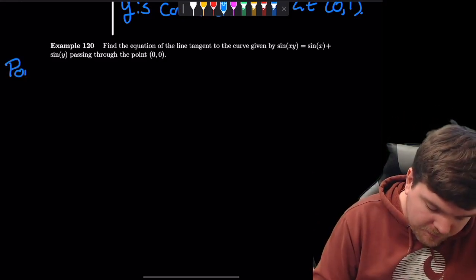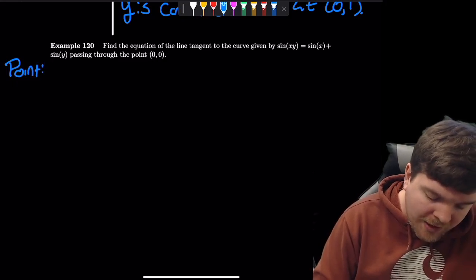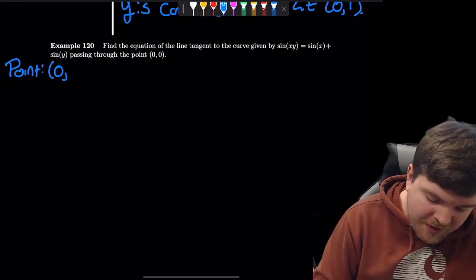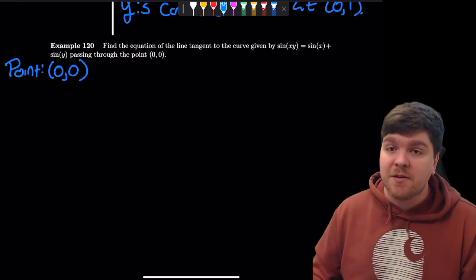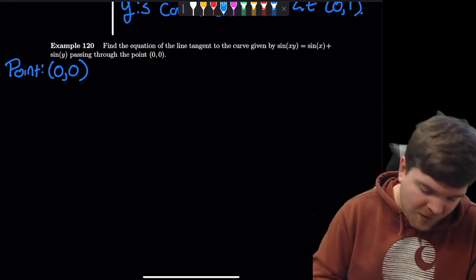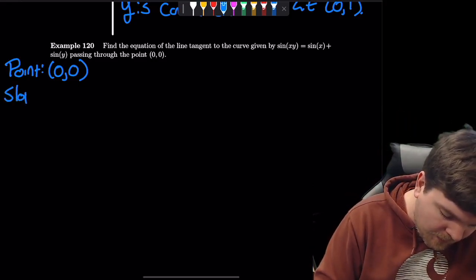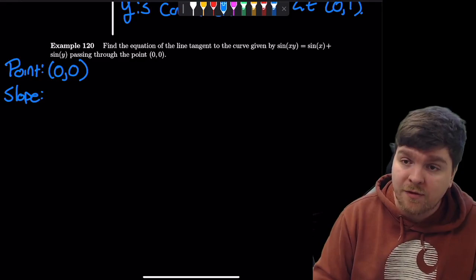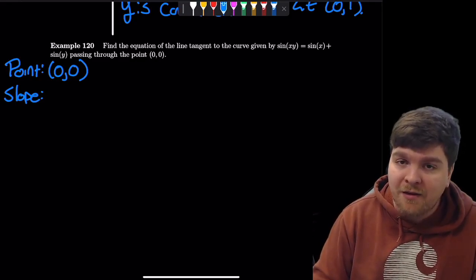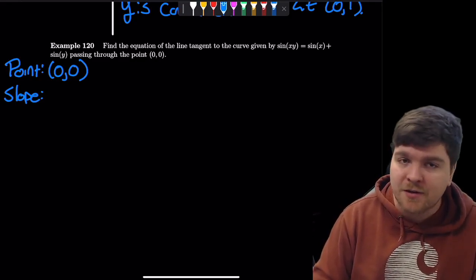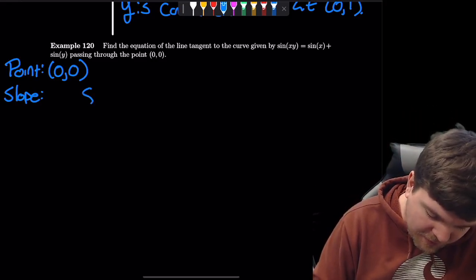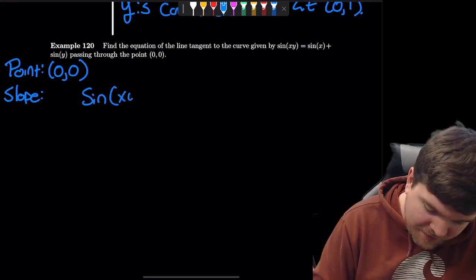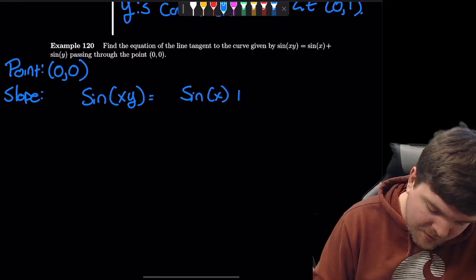This one, I'll go back to basics and say that there's two things that we need in order to find the equation of a line. We still need a point and we still need a slope. Our point was given to us in this case, just the point 0, 0. Our slope is a little bit harder to find because we're not given a function of x in terms of y or a function of y in terms of x where we can just easily take a derivative. What we have to do here is start off with our implicit relationship, sine of xy equals sine of x plus sine of y.